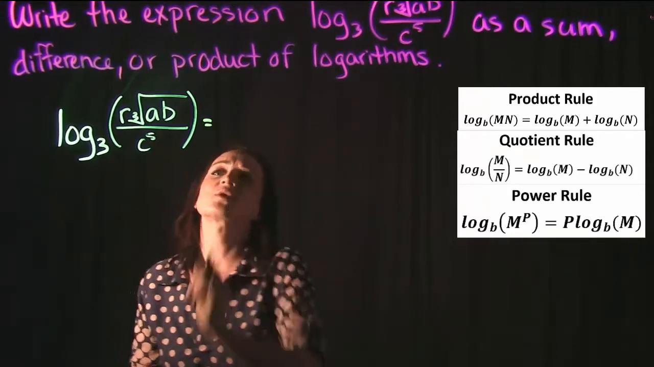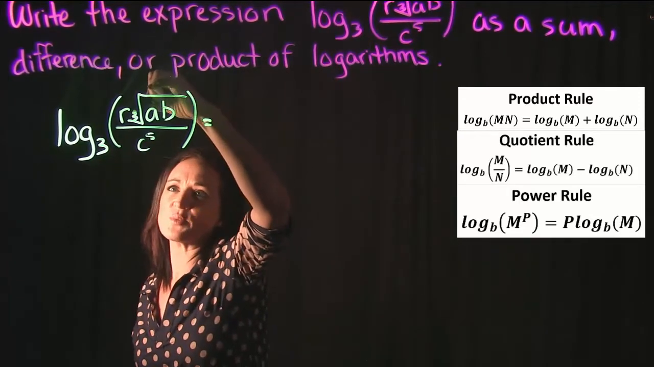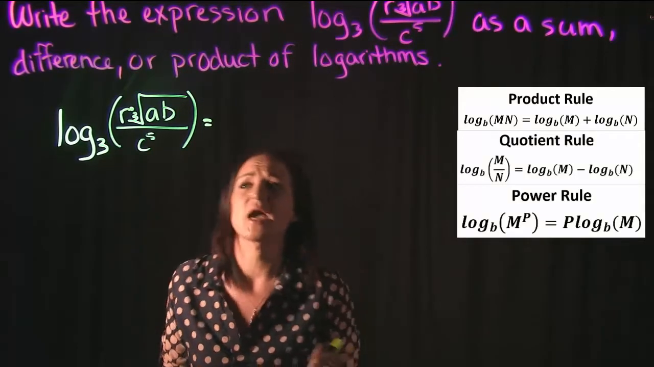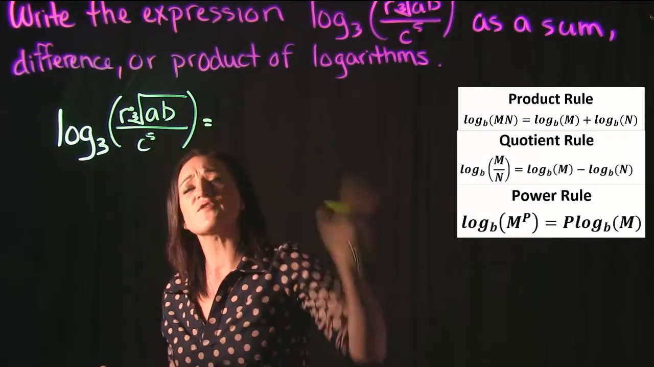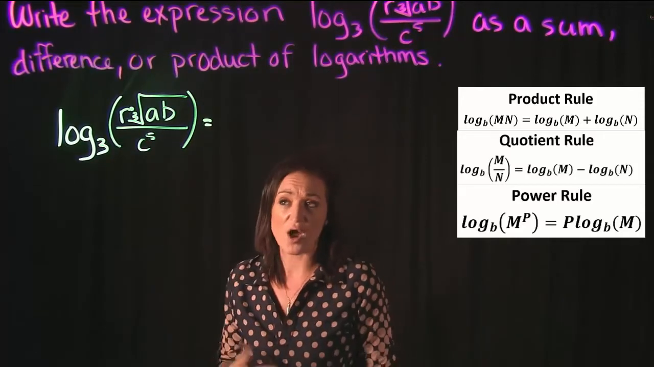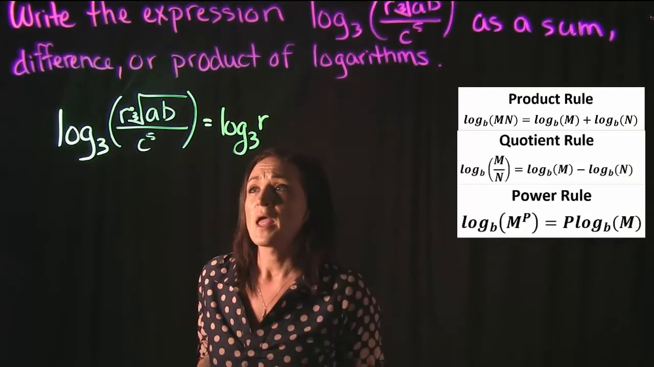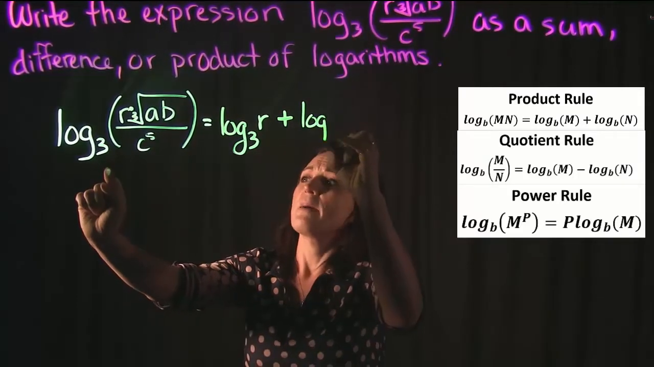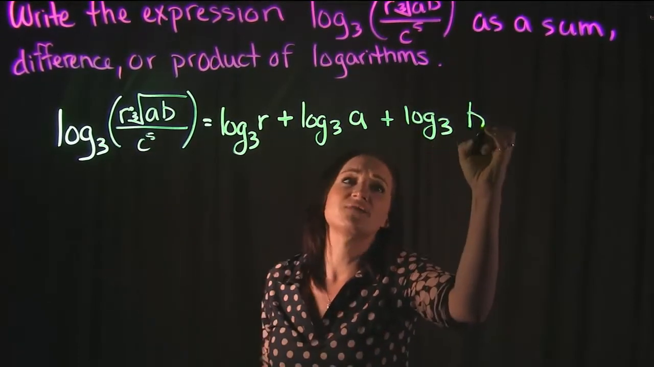So what I'm going to do is rewrite this and stretch it out using those rules. In the numerator, I see that we have r times the cube root of a times b. That's all multiplication going on in the numerator, three different things getting multiplied, r times a times b. So I'm going to use the product rule for logs twice on that. So that's log base 3 of r, and the product rule says when you multiply, we rewrite this as an addition. So then log base 3 of a plus log base 3 of b.